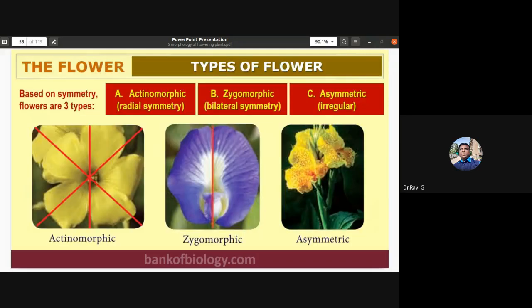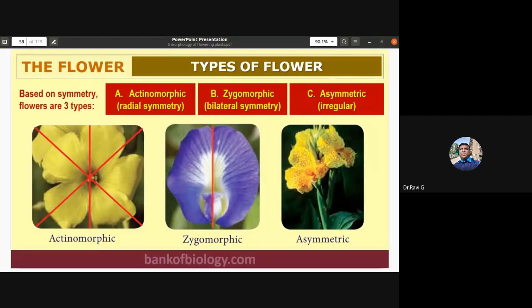Then based on symmetry, see in the animal kingdom we were using the terms radial symmetry and bilateral symmetry. They are not applicable in case of flowers. Instead, they have their own terms. We don't use bilateral symmetry and radial symmetry in the description of flowers. Rather, some equivalent terms are there. So we use terms like actinomorphic flowers. Actinomorphic flowers are equivalent to radial symmetry. Zygomorphic flowers are equivalent to bilateral symmetry. And asymmetric flowers are irregular. So three types of flowers are there based on the symmetry that the flowers exhibit.